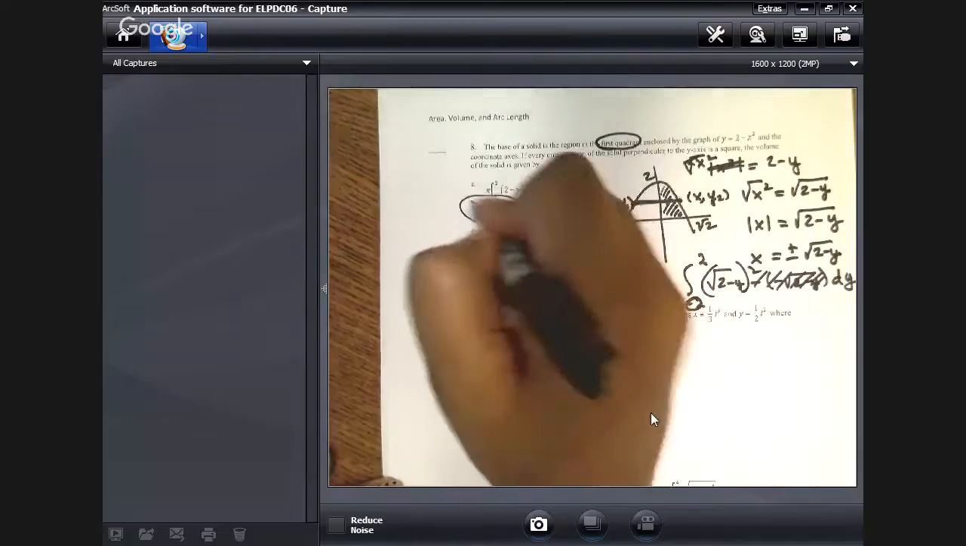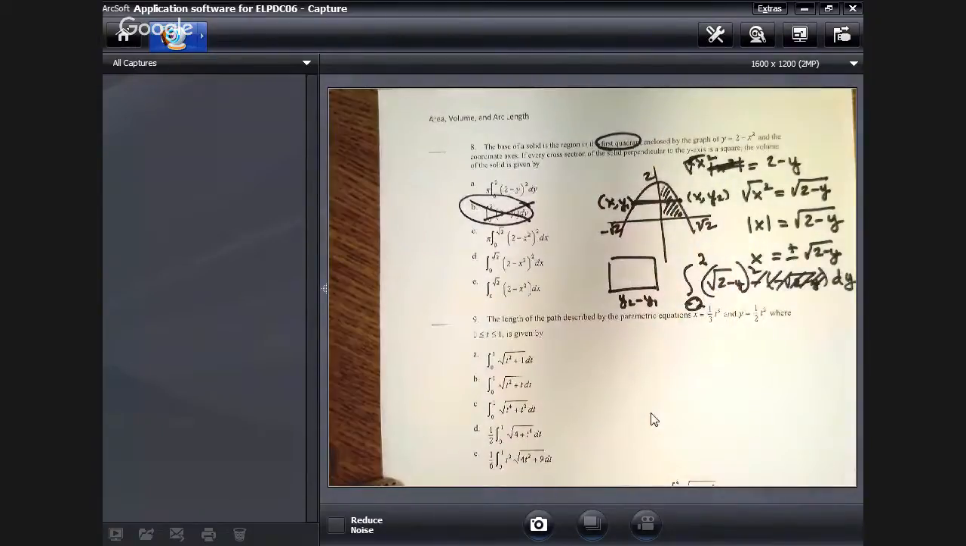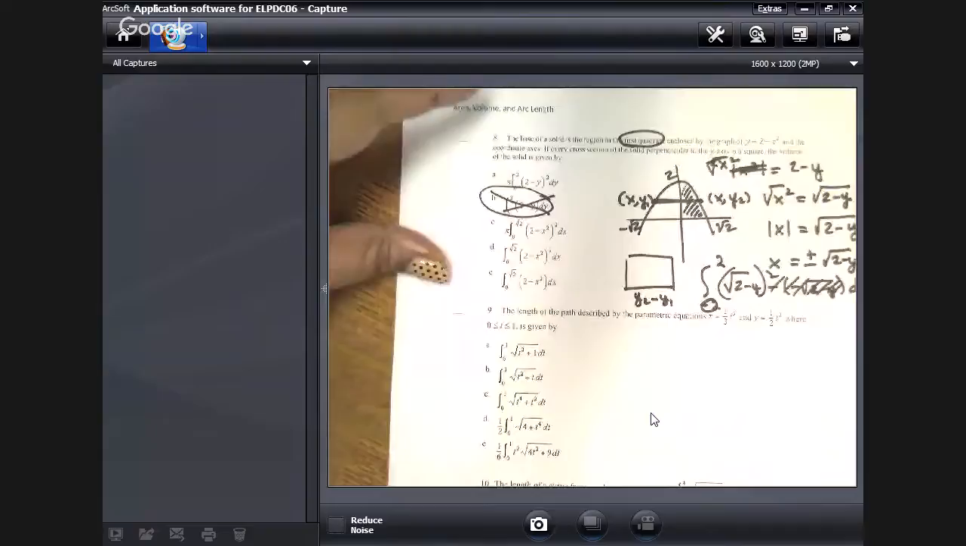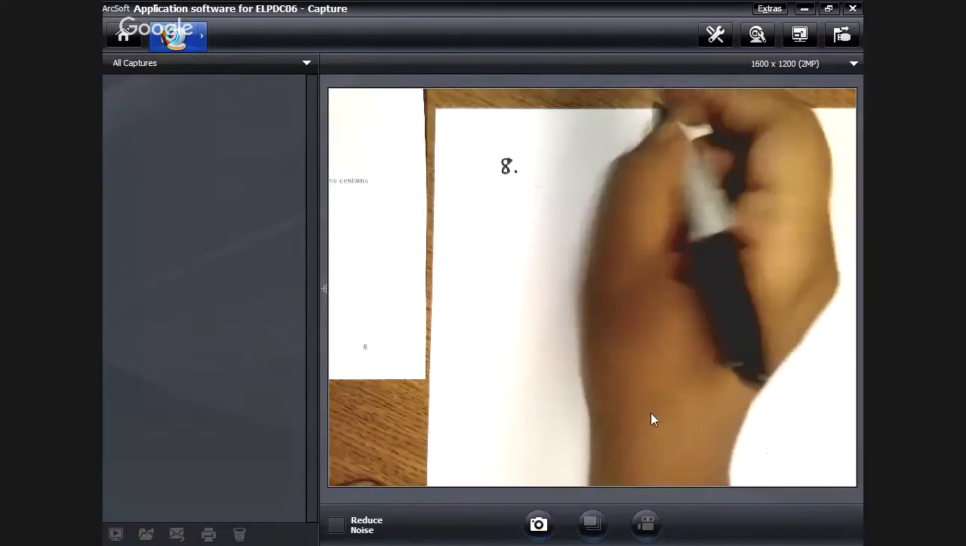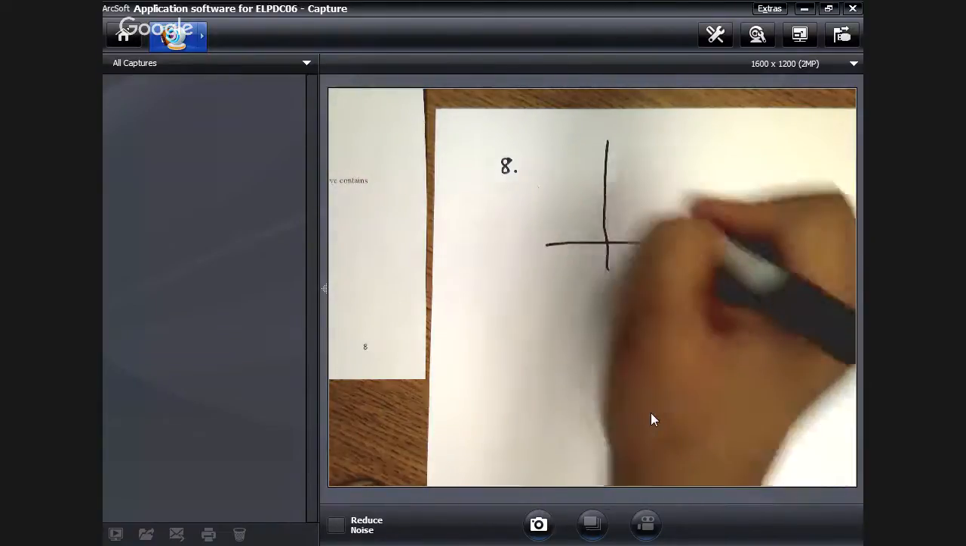No, it's not going to be B. My answer is actually going to be... I'm going to leave that. I'm messing this up, so I'm starting over. So in number 8, I really just want what's happening in the first quadrant.